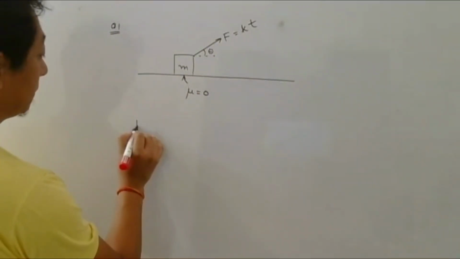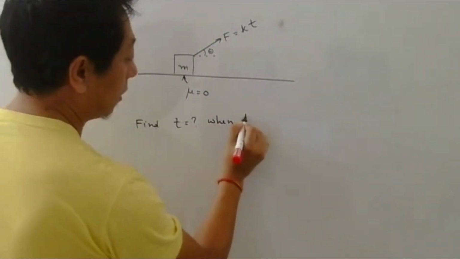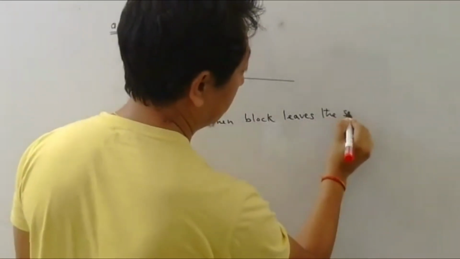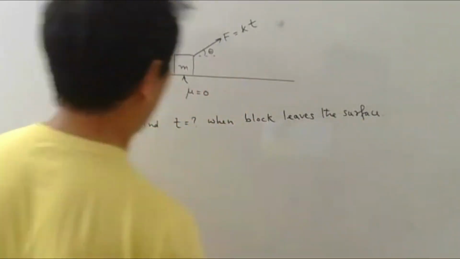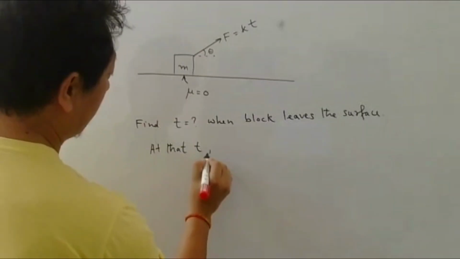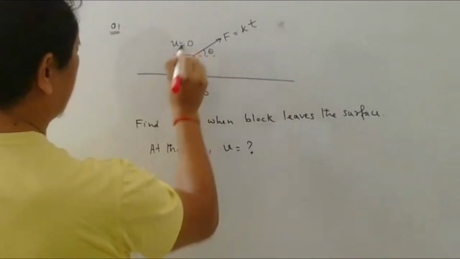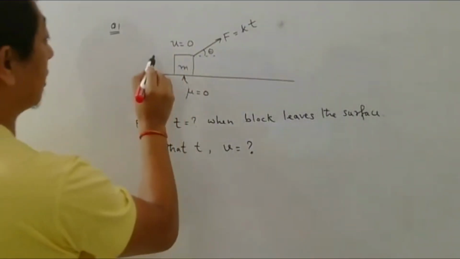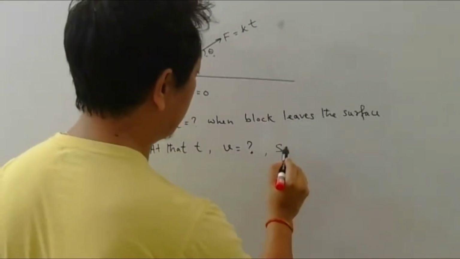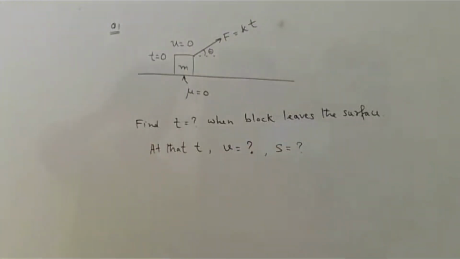So you have to find the time when the block leaves the surface, and at that time you have to find the final velocity of the block. Initially the block was at rest. This is the position at time 0. And also try to calculate the displacement at the time when it leaves the surface. Try once, all of you.